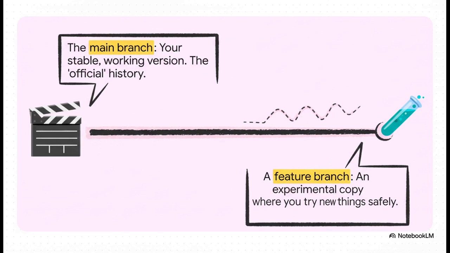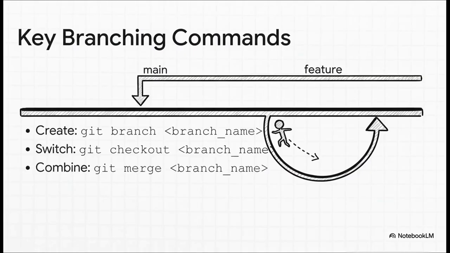It's freedom. And the workflow is so simple. You create a new branch, you switch over to it, you do all your experimental work, and when you're happy with it, you just switch back to your main branch and merge your masterpiece right in. It's an incredibly powerful and, more importantly, safe way to work.